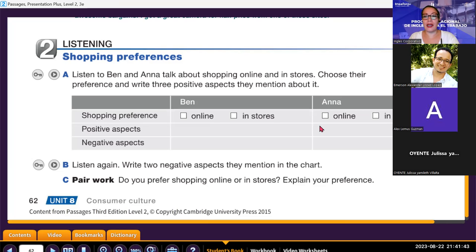Now, for this, we're going to listen, and they are talking about shopping online and in a store, and you have to choose their preference and write the positive aspect that they mention about it. So we have shopping preference, Ben, Anna, online, in a store. And then positive aspect, and then negative aspect.